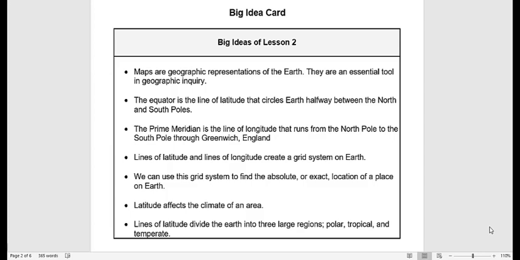Bullet point 6, latitude affects the climate of an area. And we'll talk about climate zones a little bit later on in the lesson here. And then our last bullet point 7, lines of latitude divide the Earth into 3 regions: polar, tropical, and temperate. And again, those regions that we're looking at right there, that's your climate zone region.